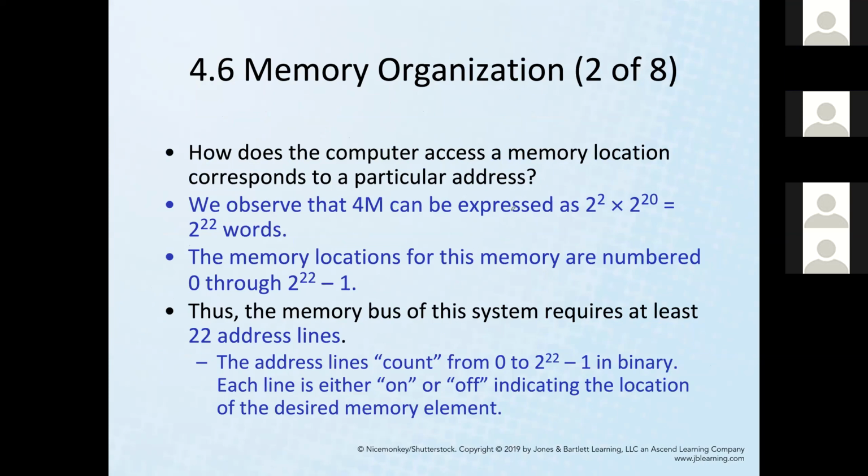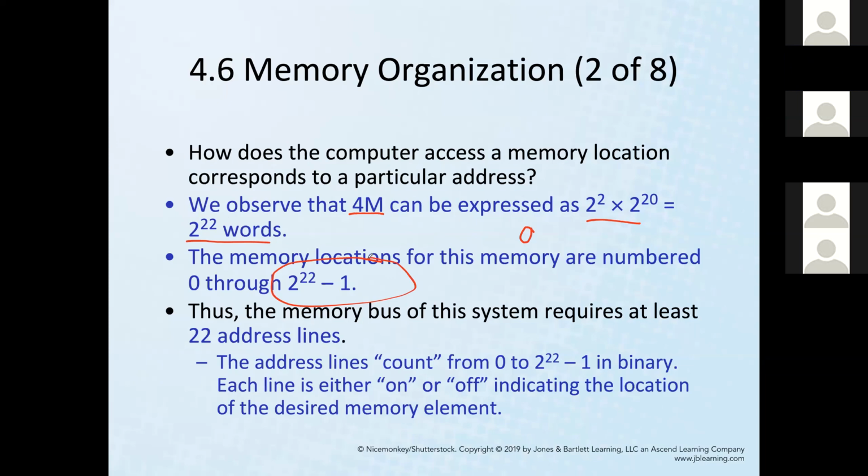Okay, here is the answer. I didn't know that we have the answer in the next slide. So here is the answer. It says that we observe that 4 meg can be expressed as 2 to the power of 2 times 2 to the power of 20, which is 2 to the power of 22 words. And so we need 22 lines. And the memory locations start over. If you remember, I said that we always start counting from 0. So the first location, first cell, is 0, and the last cell is 2 to the power of 22 minus 1.